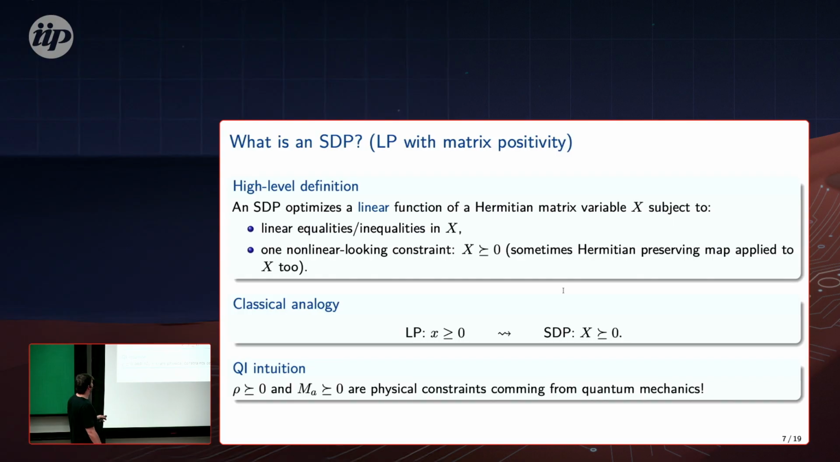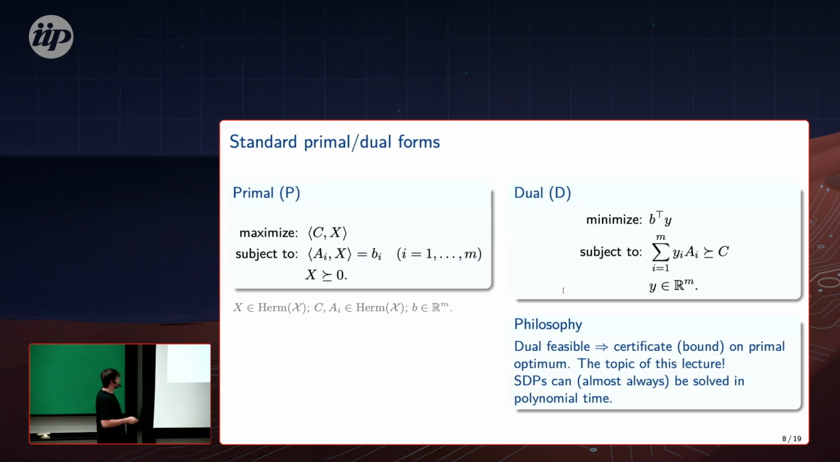Okay. So what are SDPs now? In the next slide, we're going to see a clean definition. But essentially, you want to optimize a linear function of a Hermitian matrix, and usually you have linear equalities and inequalities in X. So very linear things and one nonlinear looking constraint. So more concretely, they look like this, okay?